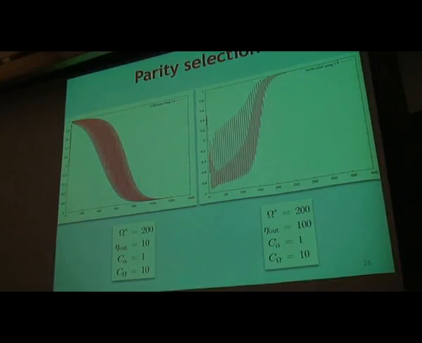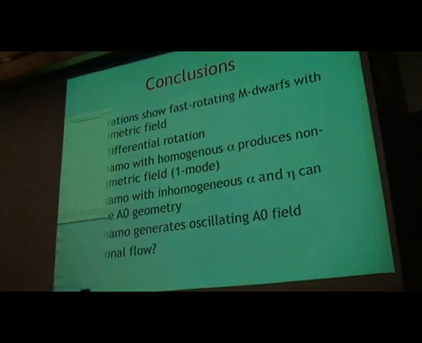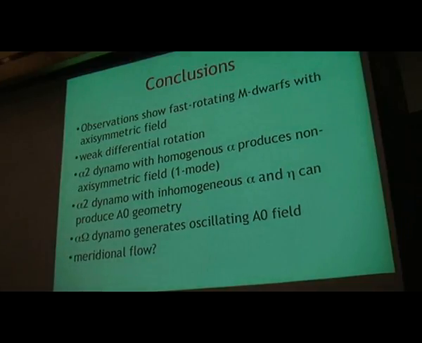And what we see here is, in one case, we have a dipolar solution, and here we have an even solution. It's quadrupolar, but axisymmetric in both cases. So, yeah, it's still a bit confusing, but what we can say is with an alpha omega dynamo, one can produce, of course, axisymmetric dipoles, but of course, depending on how strong the rotation is, all sorts of other modes too.